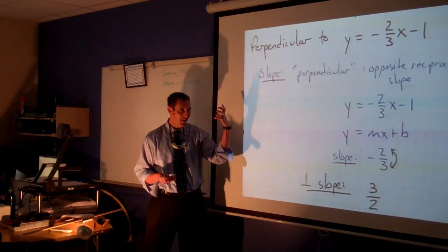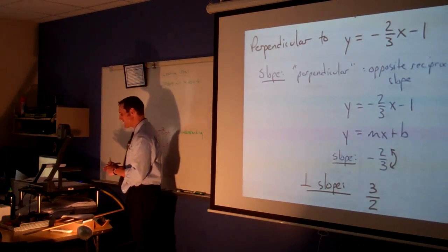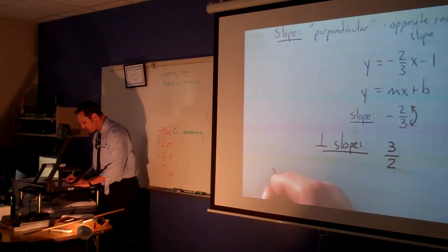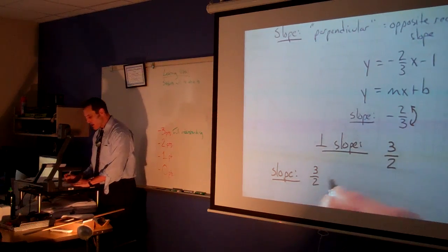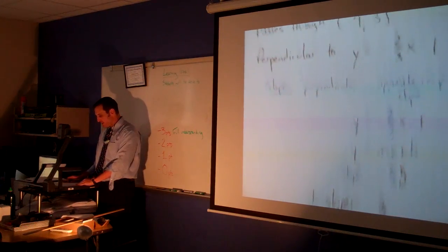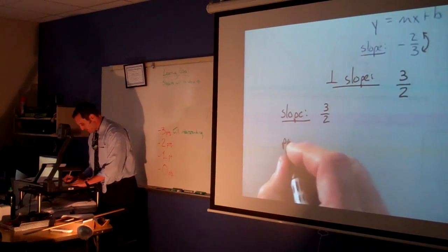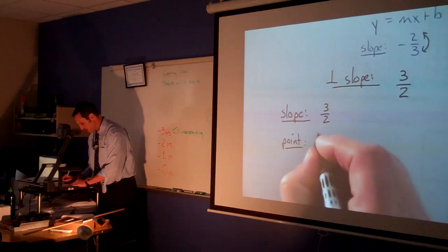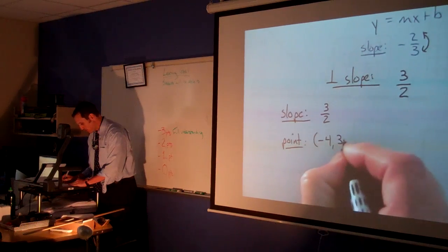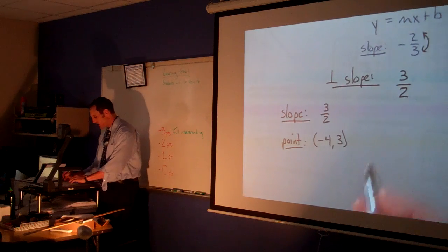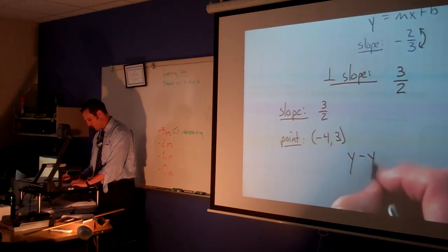So we had to think about that as well. Some good thinking taking place here. So the slope we're going to use is 3/2. The point we were given is the point we're going to use, negative 4, 3. We have a slope, we have a point, we're ready to write our equation using point-slope form.